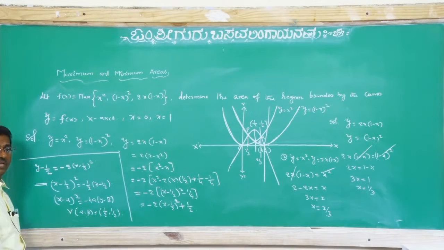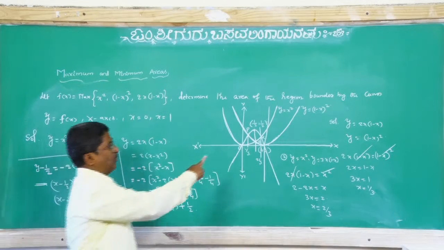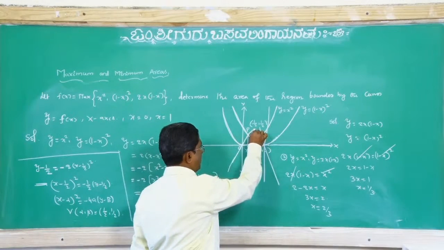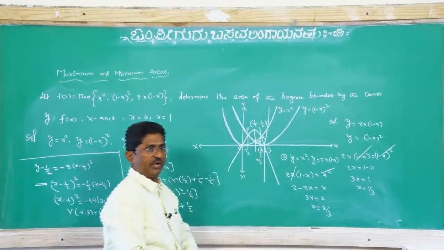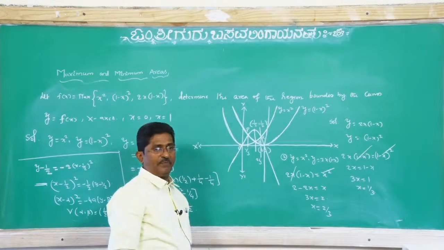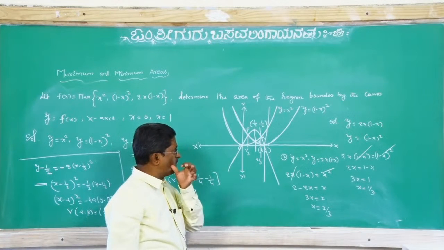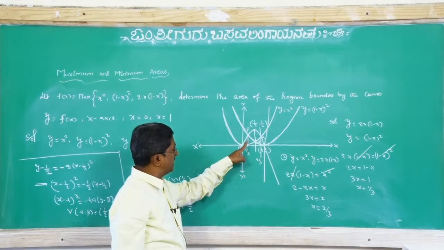What is the vertex of the parabola? 1 by 2 comma 1 by 2. Now the location of the graph is over. This point of intersection is 1 by 2 comma 1 by 2, and from there onwards it is a downward parabola. Now we have to determine the point of intersection here.